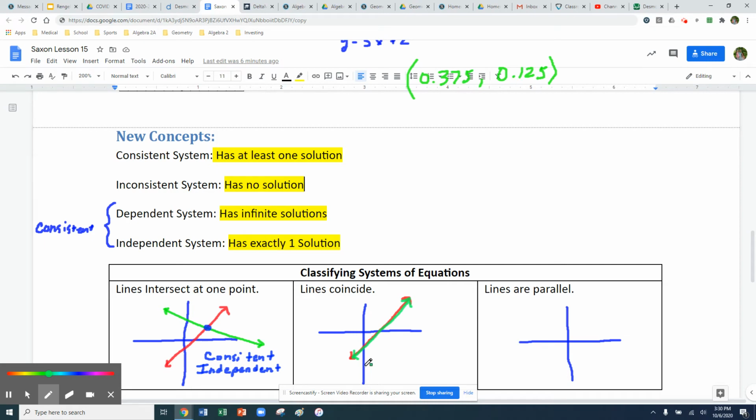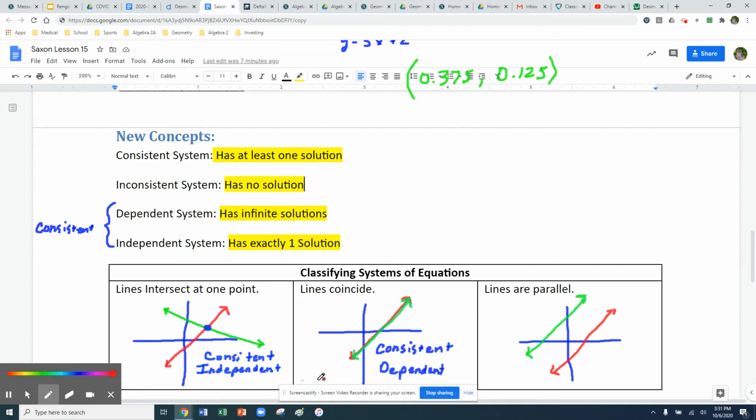Our second situation is lines that coincide. Coincide comes from the word coincidence. So sometimes you say it's a coincidence that you meet somebody at the same place, or it's a coincidence that two things happen at the same time. Well, lines that coincide means that two lines are doing the exact same thing. And if these two lines have the exact same slope, same y-intercept, they're always touching each other, which means that they would have infinite solutions. So we're going to classify this as consistent dependent.